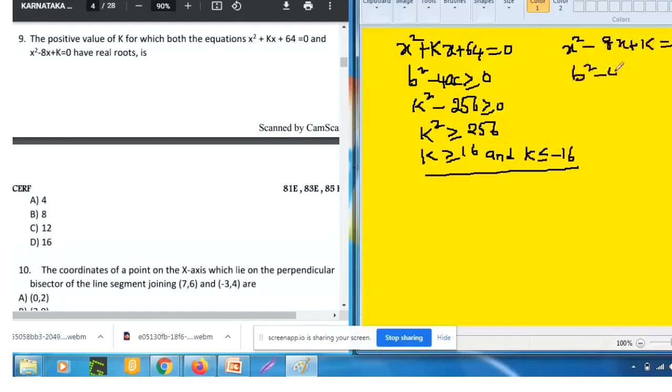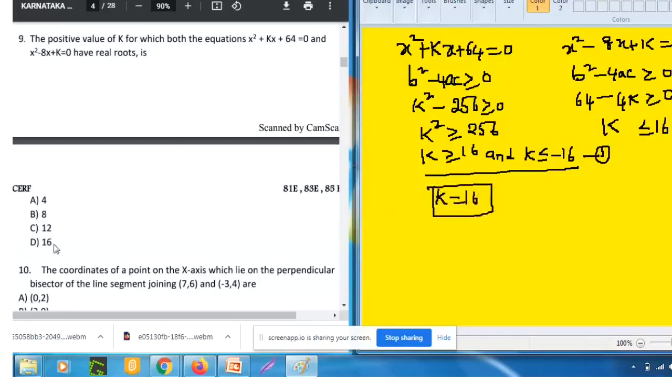So discriminant b square minus 4ac is greater than or equal to 0. So b square is, b is here minus 8, minus 8 square is 64, minus 4 into 1 into k is 4k, is greater than or equal to 0. Obviously k will become less than or equal to 16. I am assuming this as first equation, second equation, and this one as first equation. The value of k that satisfies both conditions is when k is equal to 16. So the correct option for this question is D, 16.